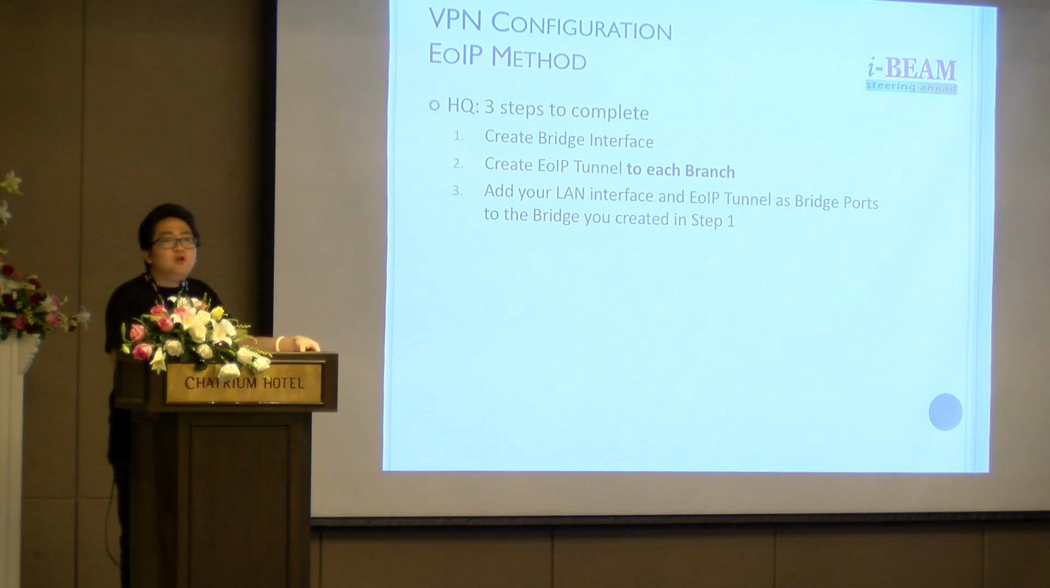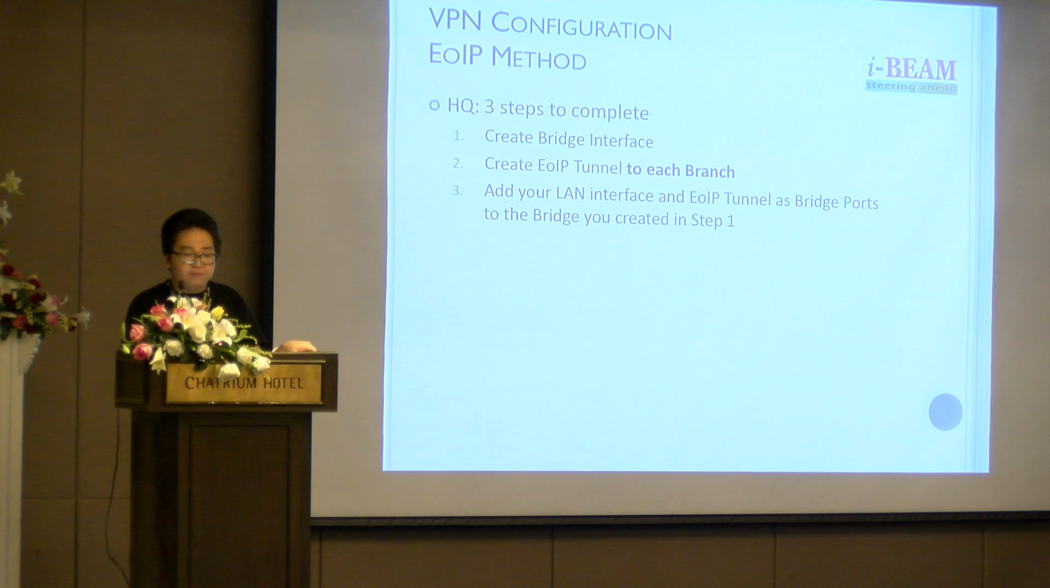Okay, first I will show about the EoIP solution. For the headquarters, we have 3 steps to complete. We first need to create the bridge interface, and then after that, we create the EoIP tunnel to each branch. As I mentioned, if you have 99 branches, you need to configure on the hub router to have the tunnels to 99 branches.